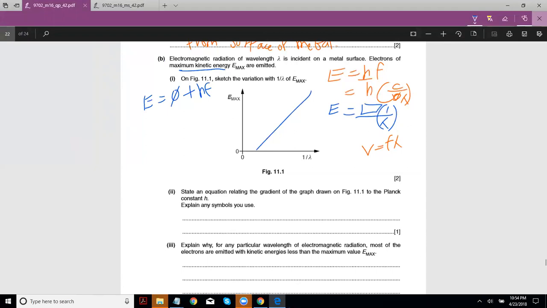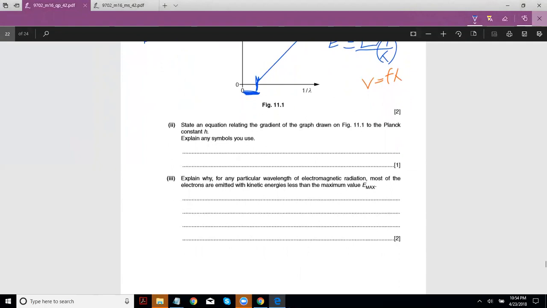So the idea here is you need some amount of frequency, basically c upon lambda, to bring the electrons to the surface, and only after that do you get kinetic energy. State an equation relating the gradient of the graph shown on figure 11.1 to the Planck constant h. hf you can basically write as E is equal to hc times 1 upon lambda. So what will the gradient be? The gradient would be hc, right?